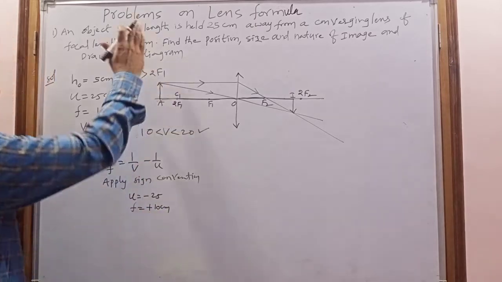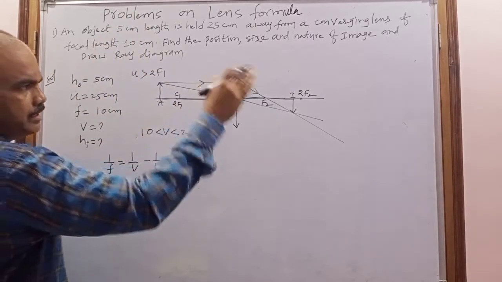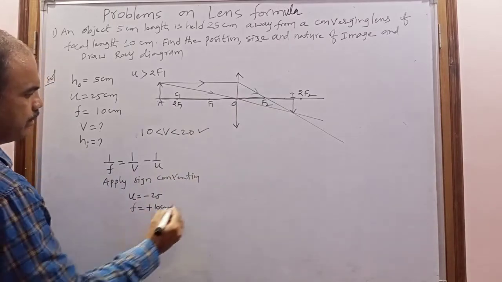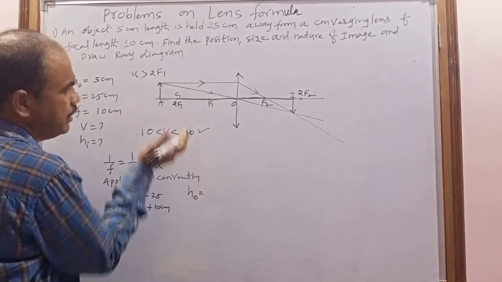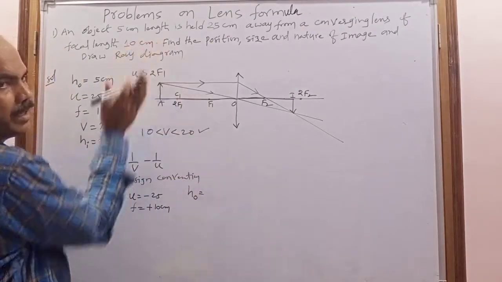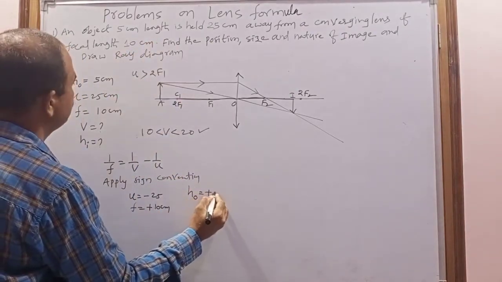The height above the principal axis will be positive. The height below the principal axis will be negative. What is given? The height of the object. The height of the object is above the principal axis, so it is positive.